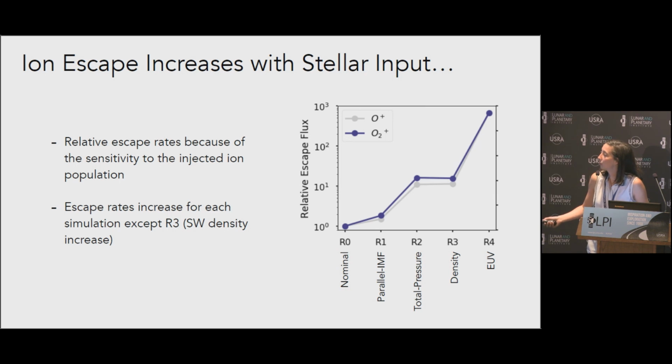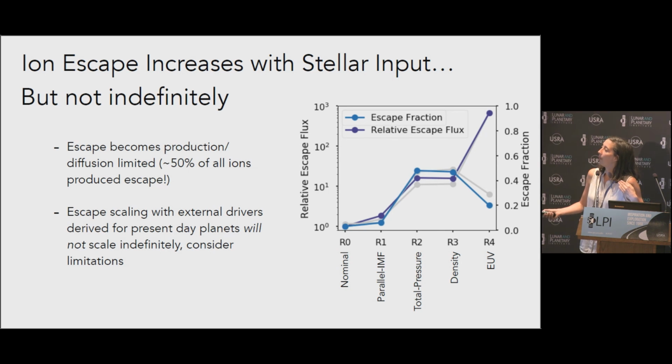And you can see that for each run, the escape rate tends to increase, except for this transition from R2 to R3, where I increase the solar wind density. So even though I'm putting more energy into the simulation, I'm not driving any more escaping ions. And this is because we become in a production or diffusion limited regime, where in these cases about 50% of all of the ions I'm injecting into the simulation escape. And so even though you're putting more energy into the simulation, you don't actually drive any more of them escaping because it's just harder to find ions to start to escape.